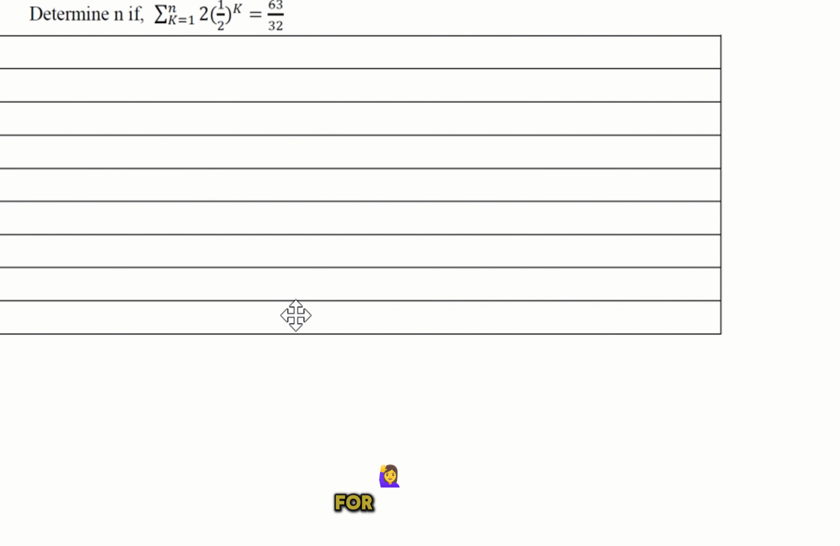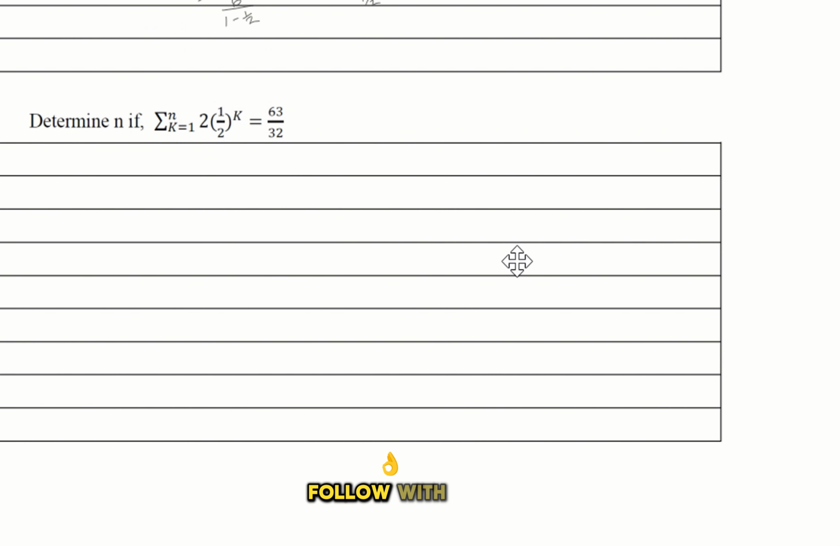So I'm just going to rewrite that for myself here to the side so that you can see it a little bit better. You will normally get it looking like this. So I'm going to say n, and then k is underneath, where k is equal to 1. And what we have here is 2 times half to the power of k, and that answer is equal to 63 over 32.